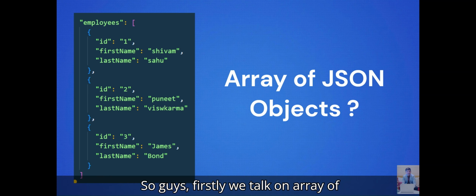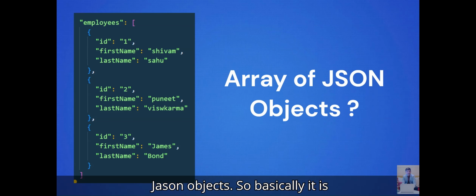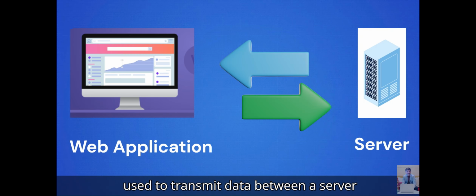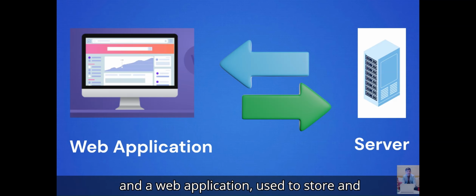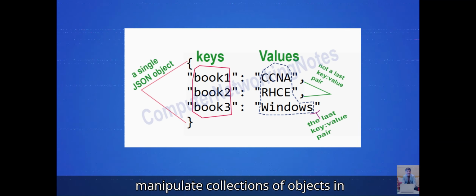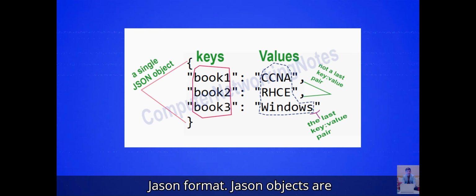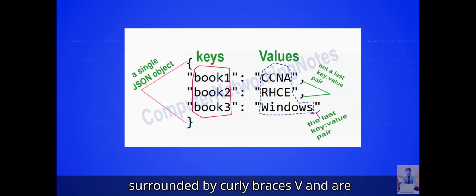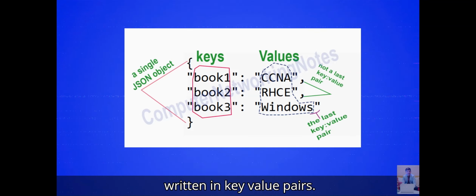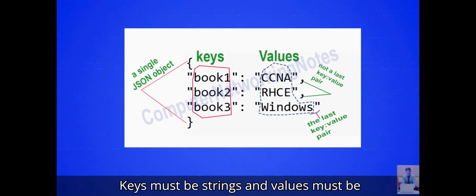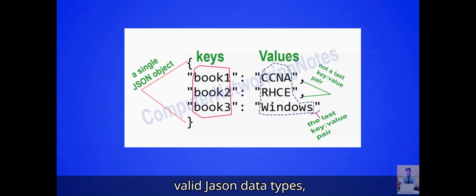So guys, firstly we talk about an array of JSON objects. Basically, it is used to transmit data between a server and a web application, and to store and manipulate collections of objects in JSON format. JSON objects are surrounded by curly braces and are written in key-value pairs. Keys must be strings and values must be valid JSON data types: string, number, etc.